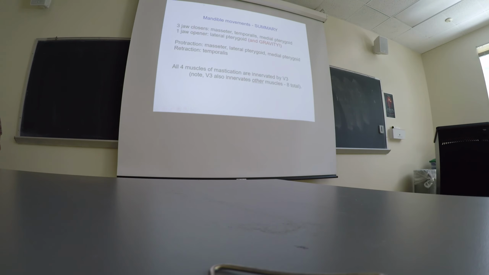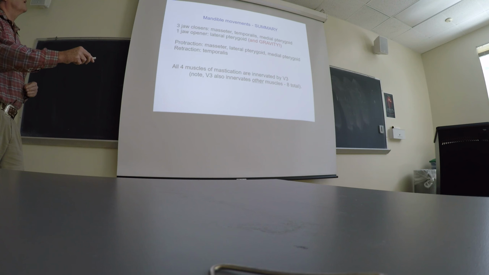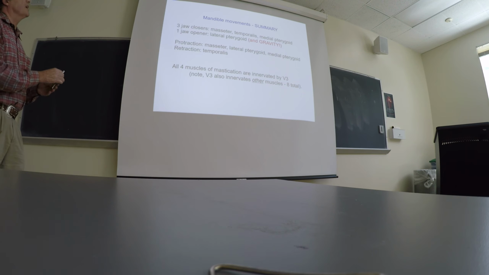Okay, just to review, three main closers: temporalis, masseter, and medial pterygoid. One jaw opener, the lateral pterygoid, and gravity. Protraction: the masseter, lateral pterygoid, and medial pterygoid have a small protracting component, particularly the lateral pterygoid, and temporalis can retract the mandible because it has those posterior fibers. All are innervated by the third part of trigeminal, which we'll see in a few minutes.